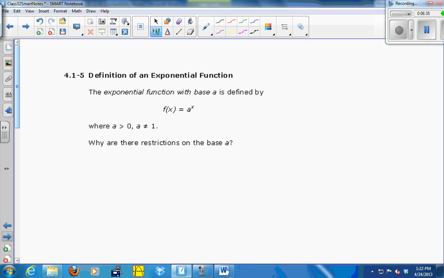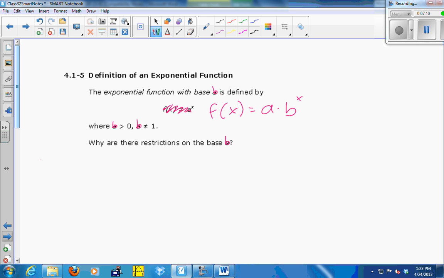All right, so the definition of an exponential function is a function that has the form a times b to the x. And I have some restrictions on the base b: b has to be positive, and it can't be 1. So I want to figure out why I have these restrictions on b.